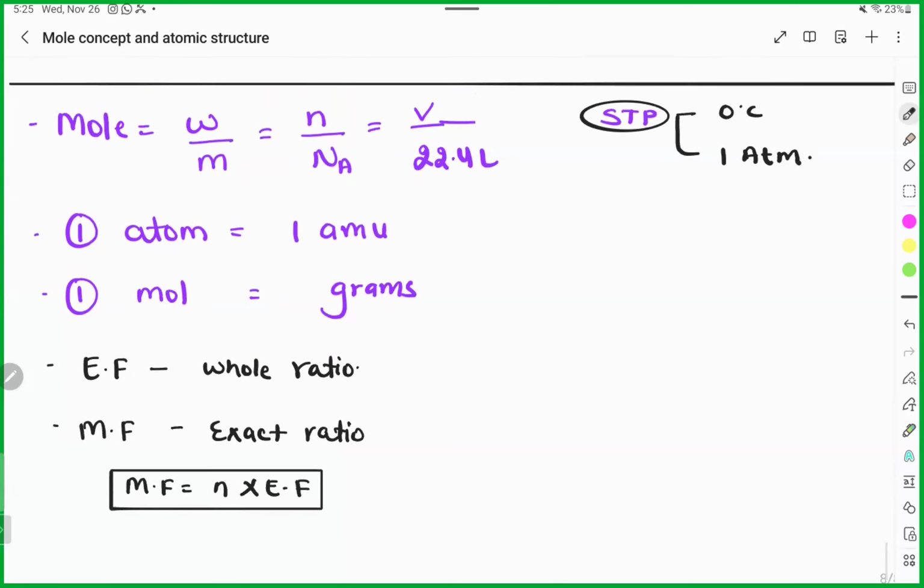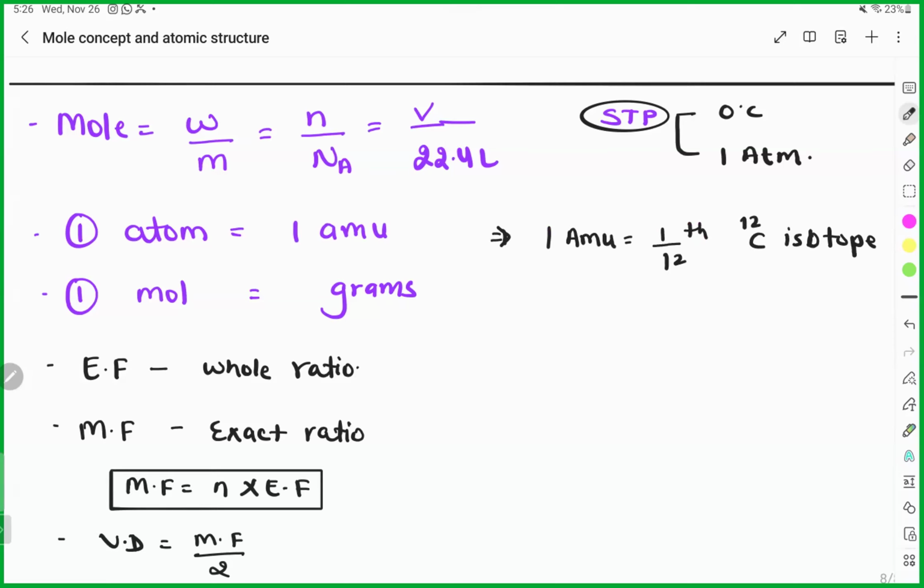You have vapor density. Vapor density is molecular mass divided by 2 because we compare with hydrogen. All the mass you will take compared to 1 AMU. 1 AMU is how many times heavier a mass is compared to 1/12 of the mass of the carbon 12 isotope. You must have heard this, right? If you take the carbon 12 isotope and divide by 12, it will be equal to 1 AMU.